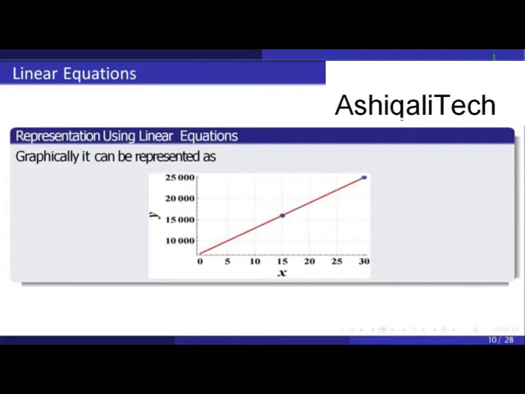Now we represent our data on the graph paper. On the x-axis, we take the number of units, and on the y-axis, we take the amount, which is in dollars. So if we take the point x is equal to 15, similarly, we take the second point x is equal to 30. Then we take the corresponding values of y. Now we join them and we get the following straight line.